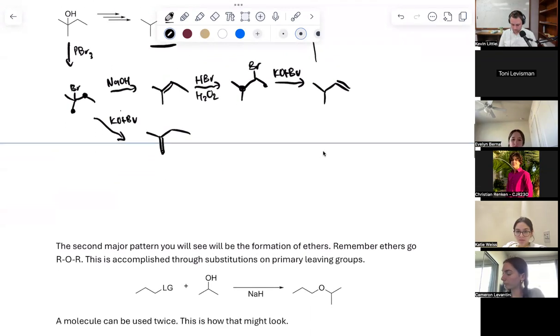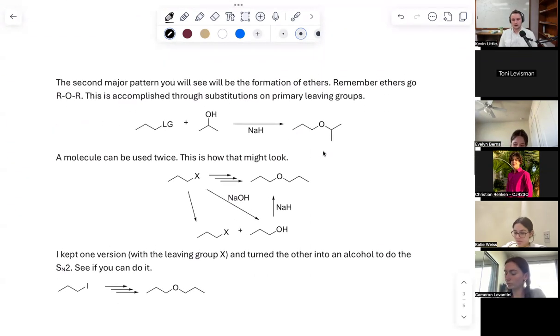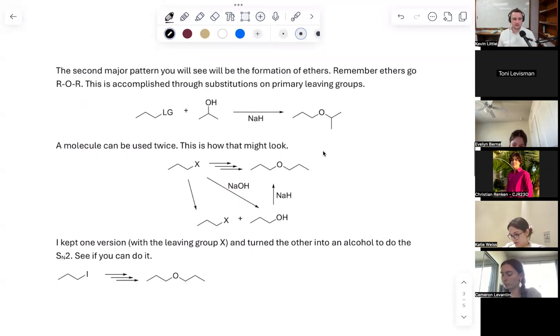All right, moving on. The second and kind of final major pattern you're going to see is the formation of ethers. Ethers are ROR, so this is an ether, right? It's an oxygen with carbons on either side. It's different from an alcohol. We have a different name because it reacts differently. It's a different thing.